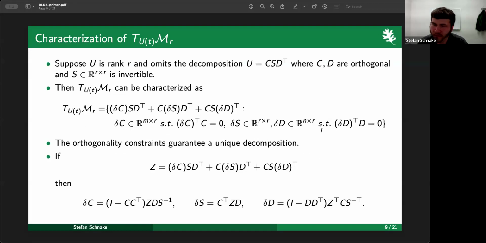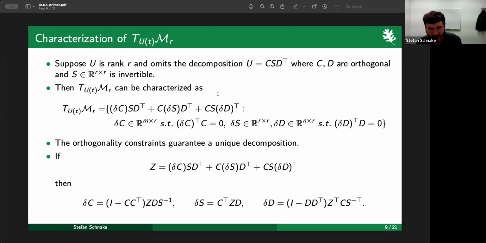So again, suppose U is a rank R matrix and it has a decomposition where C and D are orthogonal and S is invertible, R by R. Then I can characterize the tangent space as the following variations in C, S, and D. And you can think of this as a product rule, right? I take my variation in C, fix the other two, take my variation in S, fix the other two, take my variation in D, fix the other two.